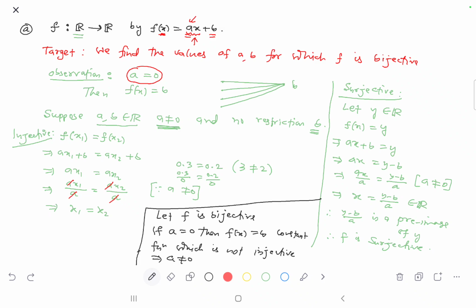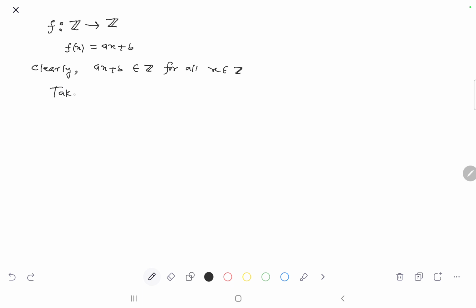Okay. Now, this question, let's take the domain Z to Z. Then what happened? Now, Z to Z, if you take, the input is an integer, so the output also needs to be an integer, right? So f(x) equals ax plus b. Since ax plus b is an integer for all x belonging to Z, clearly this is an integer for all x belonging to the integers. So take x equal to 0. Then what we get? a times 0 plus b equals b, which is an integer. So b is an integer.